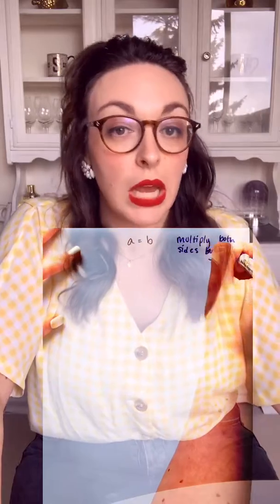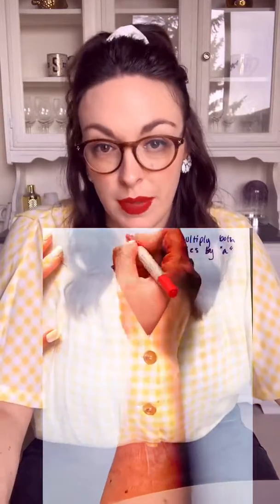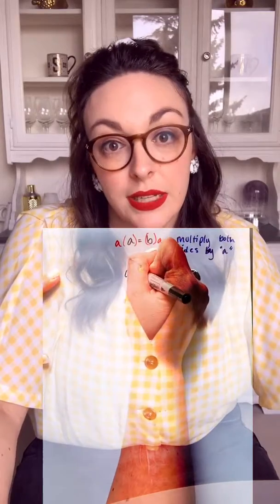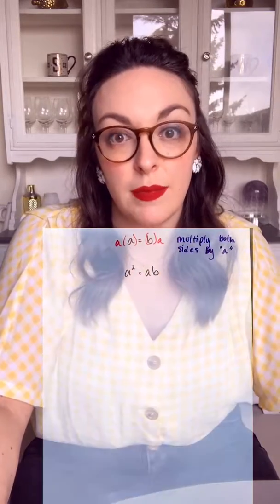All right, so let's just start by going through this step by step. Okay, we start with A is equal to B, and then anything we do to one side of the equal sign, we have to do to the other. So I'm going to multiply both sides by A. That's fine. I get A squared, that's A times A. A times B is just AB.